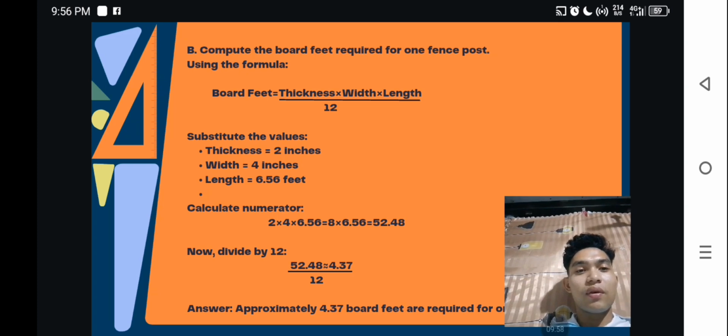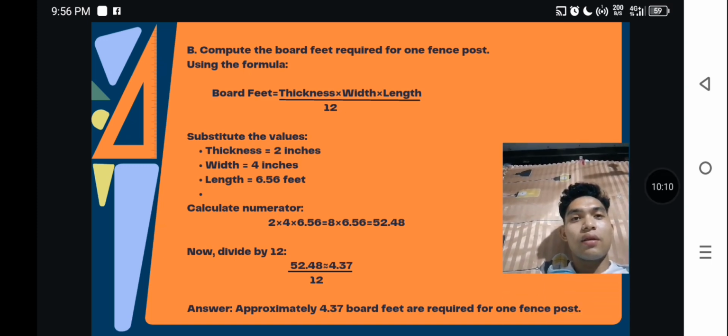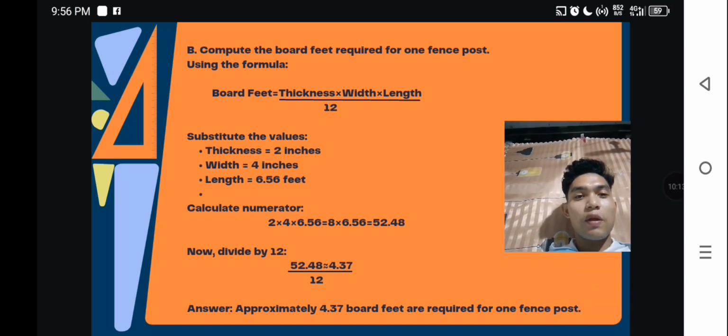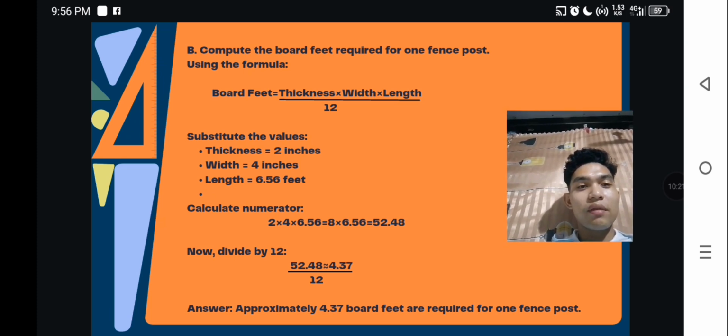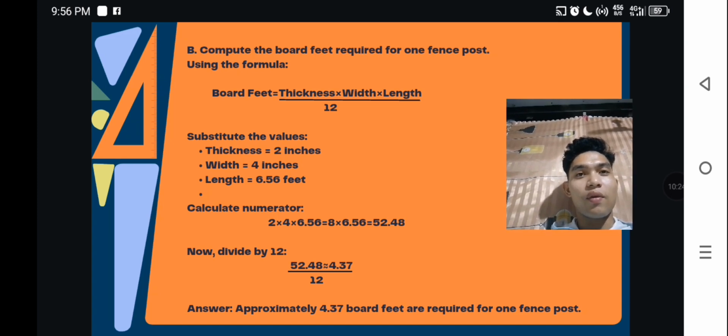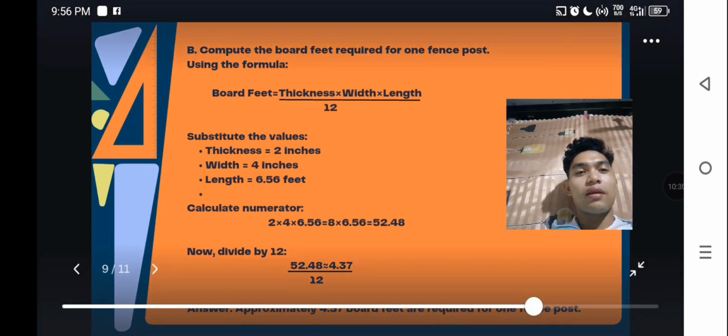So 52.48 divided by 12 equals 4.37. So the answer to question B is approximately 4.37 board feet required for one fence post. Let's move on to the last question of problem 2.